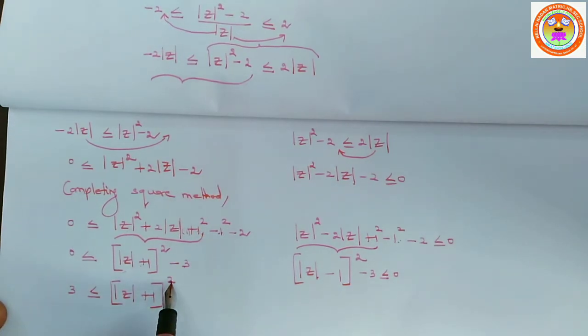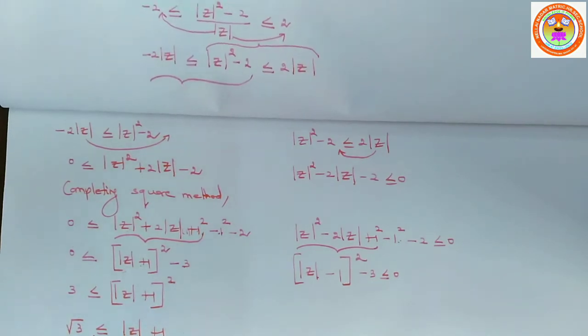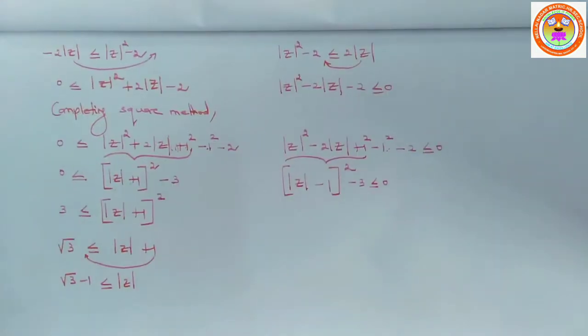Next, this square comes, it becomes square root of 3. Square root of 3 greater or equal to modulus of z plus 1. Plus 1 comes, this becomes square root of 3 minus 1 less than or equal to modulus of z. So I am going to interchange this inequality symbol. I can write modulus z is greater or equal to root 3 minus 1.